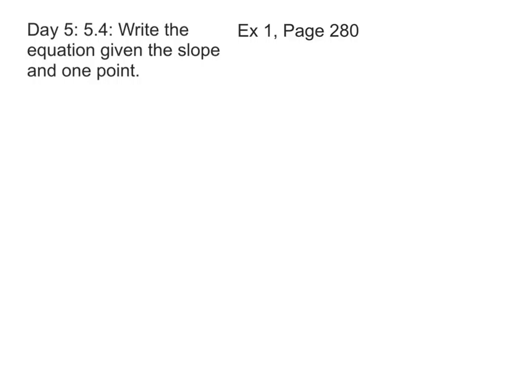Okay, this is going to be help for day 5 homework. We're now on section 5.4, which starts on page 280. I'm going to be starting with example 1, which says we are going to be writing an equation when we're given the slope and we're given 1 point. And this time we're just not given b, we're not given the y-intercept, and our job will be to find that.